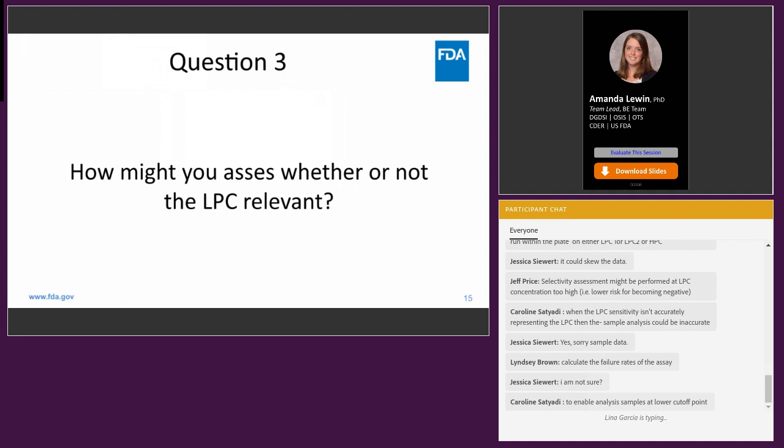To enable analysis samples at lower cutoff points. I'm not entirely sure what's meant by that comment. Let's see. All right, so I think we have a few good thoughts there. Let's go ahead and discuss some of this.